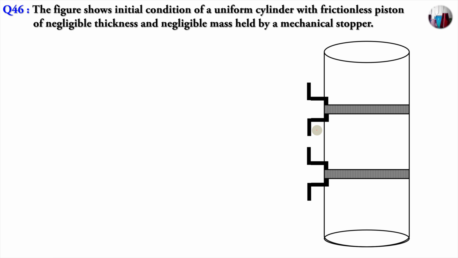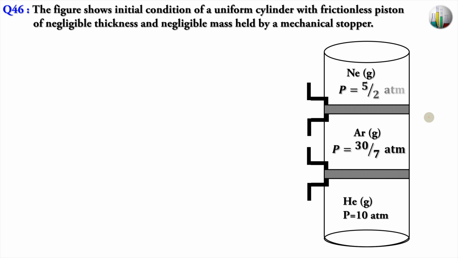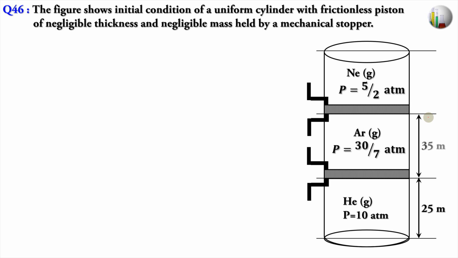The figure shows initial condition of a uniform cylinder with frictionless piston of negligible thickness and negligible mass held by a mechanical stopper. This is going to be a constant thing in almost all the questions. Now here we have 3 compartments. Helium 10, argon 30/7 and neon 5/2. And the lengths, let's see what the lengths are. This fellow is 25, this guy is 35, this fellow is 40.